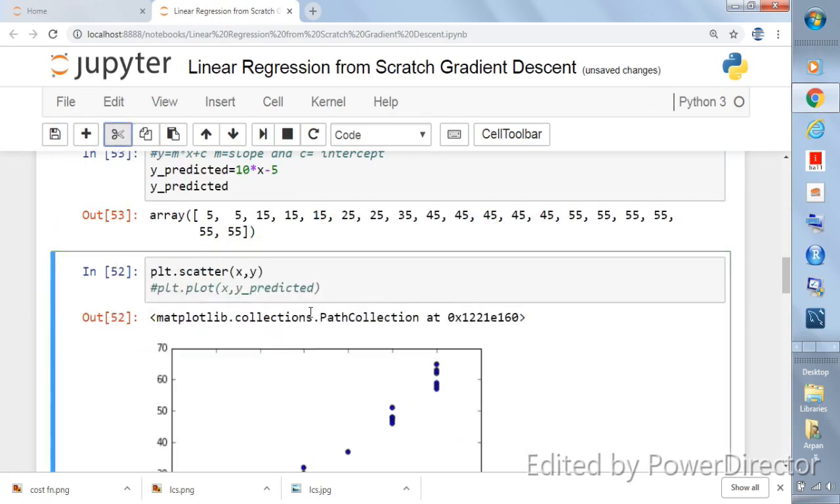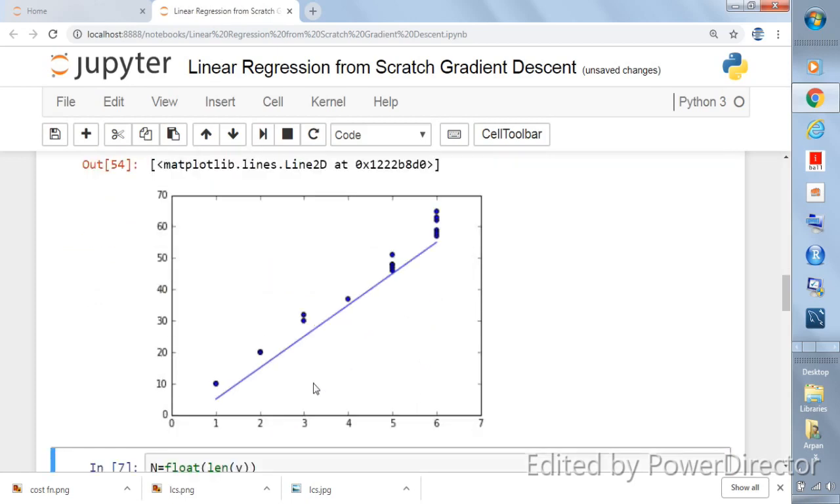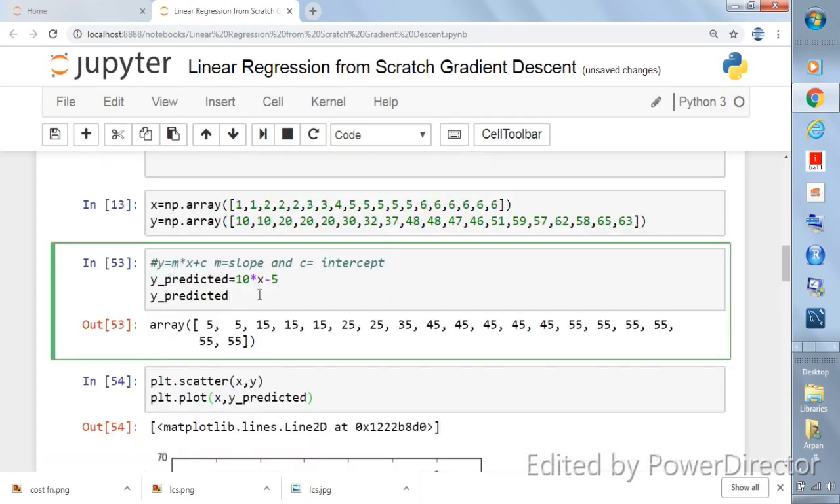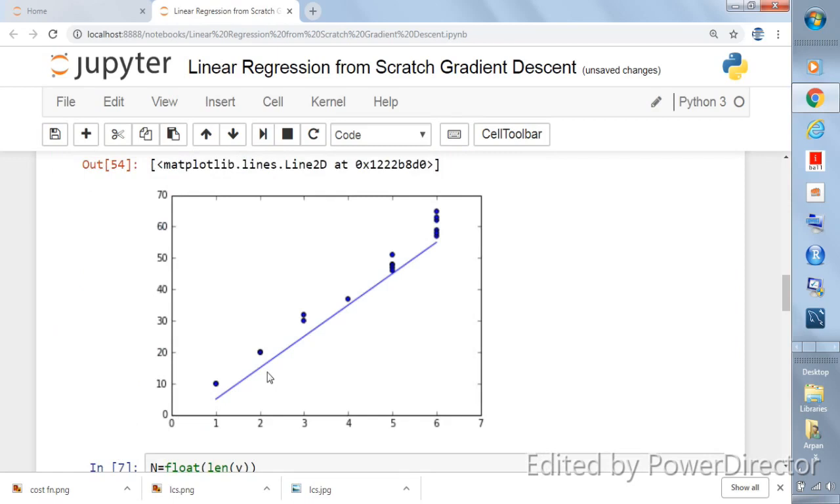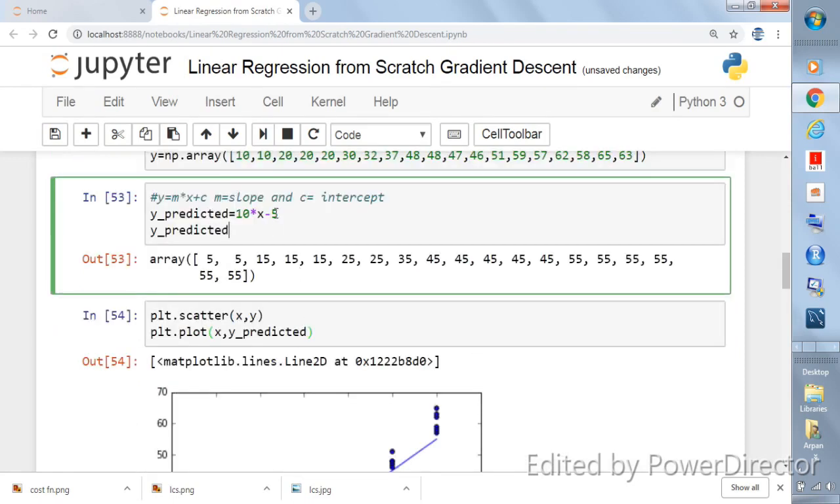Let's remove this part, and now let's do it once again. So a scatter plot of x and y, and just plot a line of x and y predicted. We see this is the predicted line and the dots are the actual data. So we fitted this line on the basis of hit and trial. We see that the line is passing through the origin, so we chose an intercept nearby, that is, an intercept of -5.